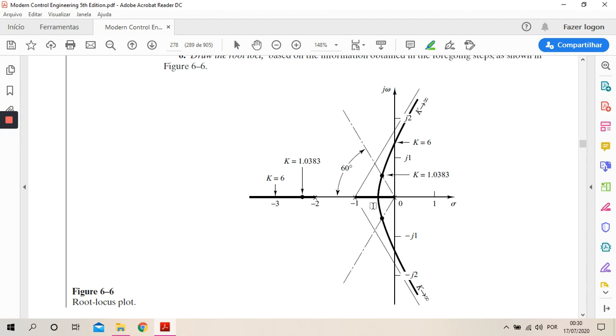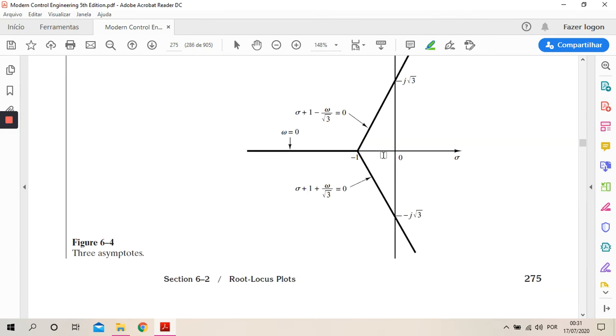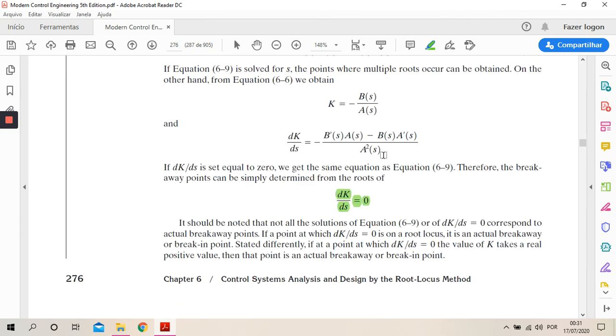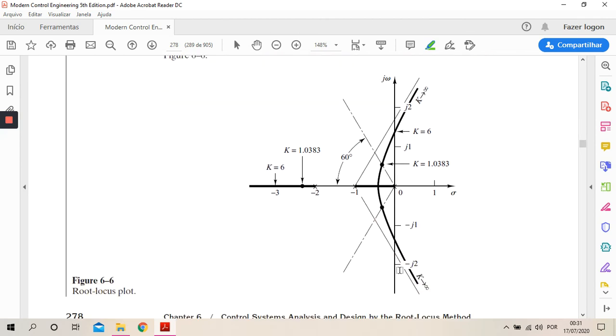And we also calculated the asymptotes. The asymptotes are these lines here, beginning at -1 and crossing the imaginary axis at -j. Let me remember, it was -j square root of 3, okay? And the other one will cross the imaginary axis at +j times the square root of 3.